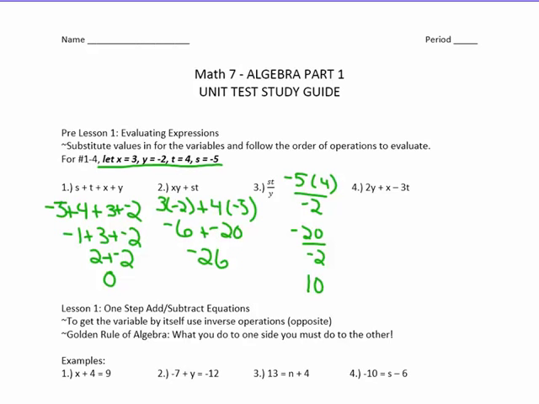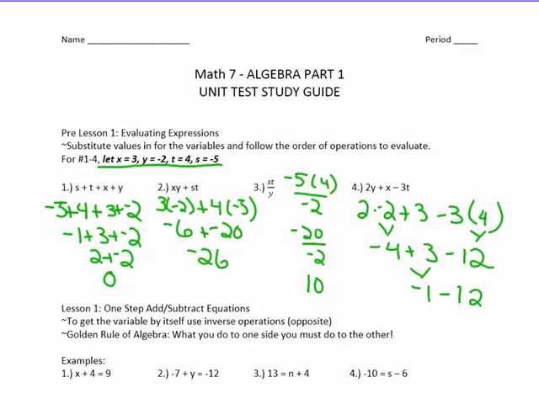So here we have 2 times -2 plus 3 minus 3 times 4. I have to do my multiplications first. Notice one time I did a dot, one time I did parentheses. Means the same thing. Now we're going to go left to right. -4 plus 3 is -1. -1 minus 12 is -13.